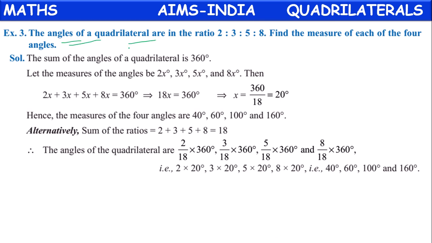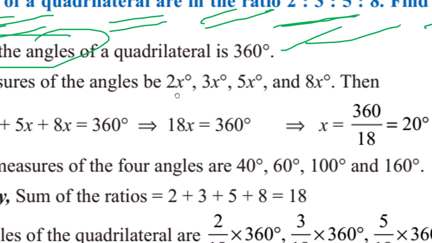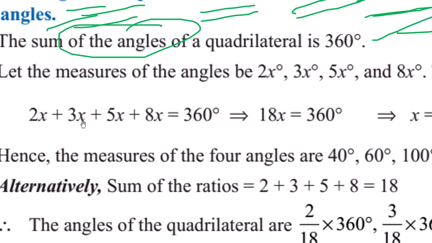Next one. The angles of a quadrilateral are in the ratio 2:3:5:8. Find the measure of each of the four angles. The sum of all angles is 360. Let the angles be 2x, 3x, 5x, 8x. Then 2x plus 3x plus 5x plus 8x equals 360 degrees.